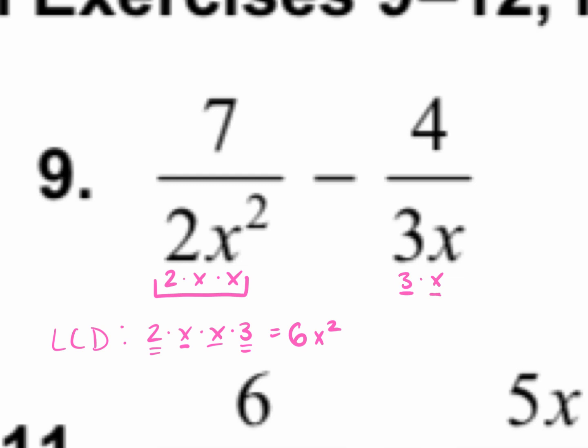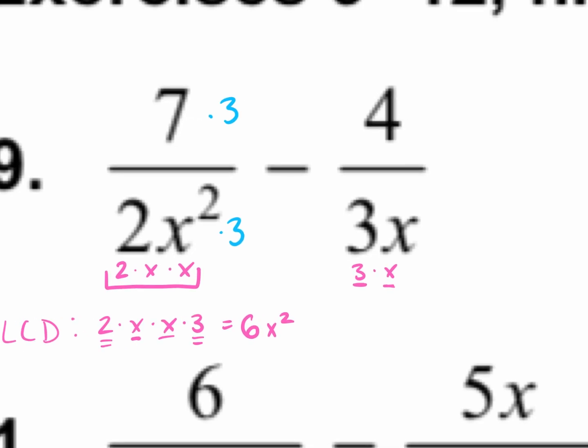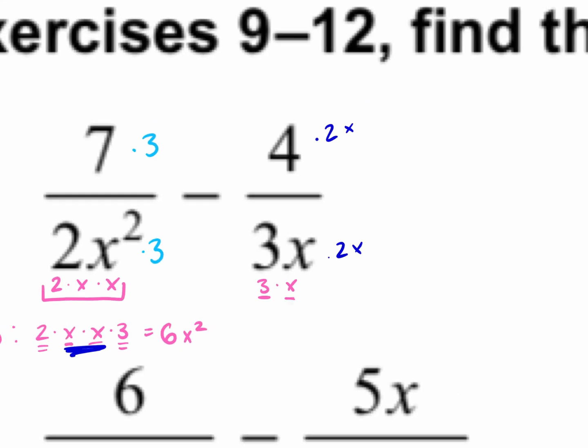So now we multiply each fraction by whatever's missing in the denominator. So if my least common denominator is 2 times x times 3, and I have 2x and x here, what am I missing? 3. So I have to multiply the top and the bottom by 3. And then for the second fraction, my least common denominator is 2 times x times 3, and I have a 3 and an x. What am I missing? 2x, perfect. Because we need at least 2 x's for our least common denominator to make it that 6x squared. So I have to multiply the top and the bottom by 2x.